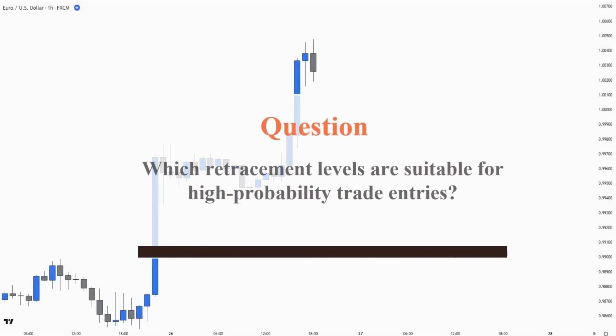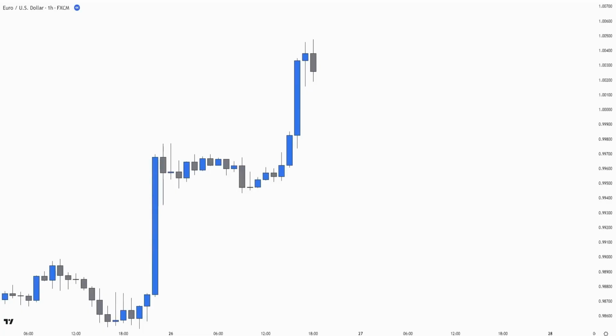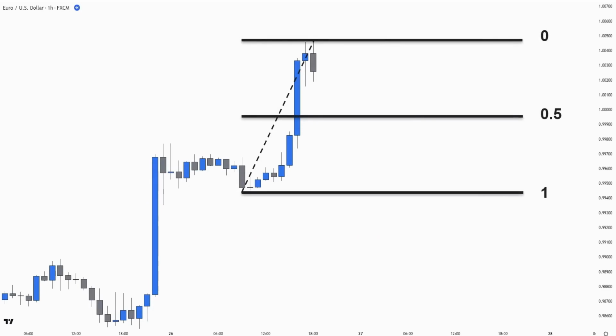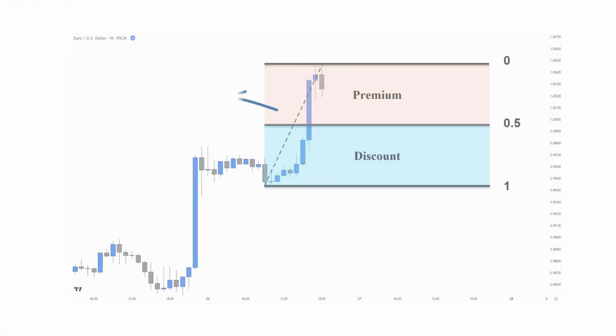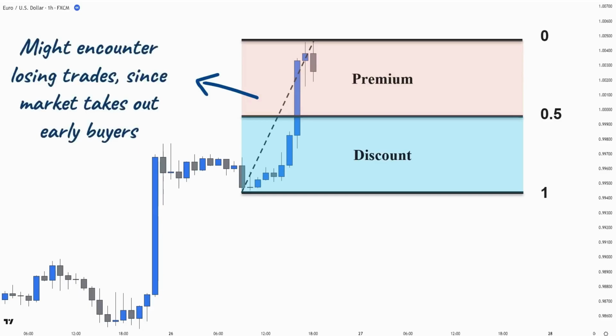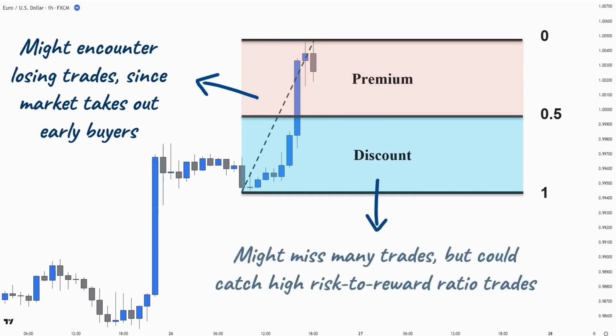Now the question is, which retracement levels are suitable for high-probability trade entries? To answer this question, we divide the possible pullback range into two parts. The area above the 50% retracement level is called the premium, and the area below is called the discount zone in the bullish scenario. Now, trying to buy the asset in the premium area could make you lose many trades since the market often loves to take out early buyers and benefit from liquidity. On the other hand, looking to buy in the discounted area might make you miss many trades in a strongly trending market. But it could lead to high risk-to-reward ratio trades.